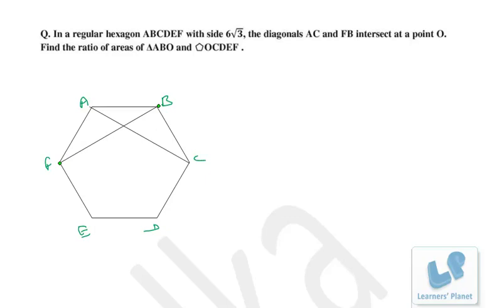Now what I do, I match FC. Now you can very well observe that we are getting a trapezium ABCF. AC and BF, they intersect each other at O. Now this side is given to be 6√3. Now we have to find out the ratio of areas of ABO, that means AOB, and OCDEF. That means this complete pentagon and this, right?